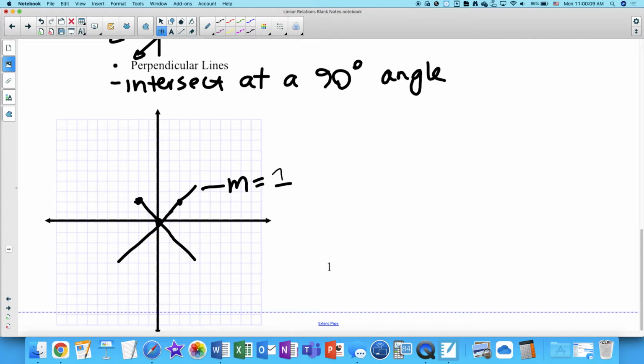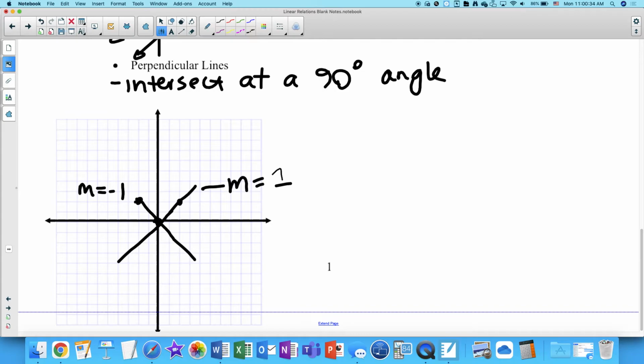If I look at this other line, and let's say this is the point -2, 2, to get from the origin to this point, I'm going up 2, left 2. So what would the slope of that line be? Yeah, -1. It's 2 over -2, which is -1.